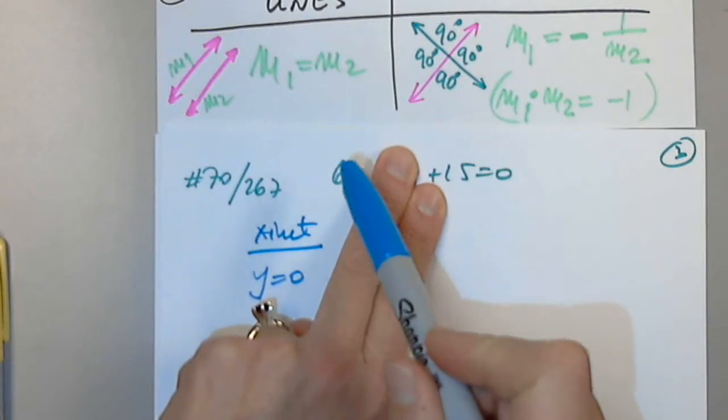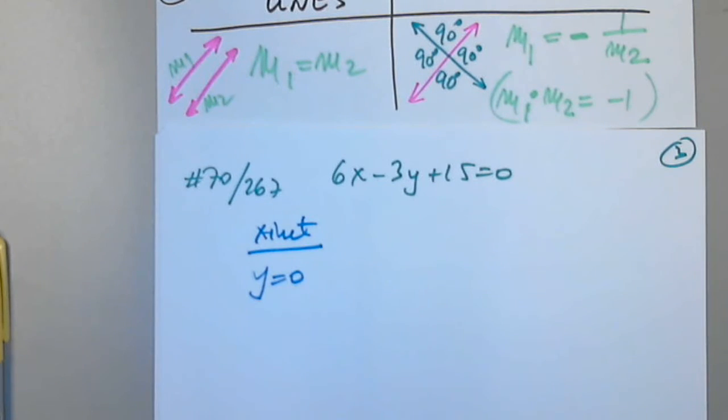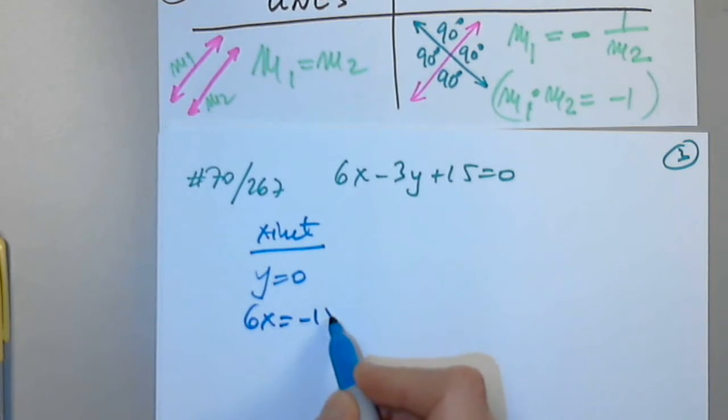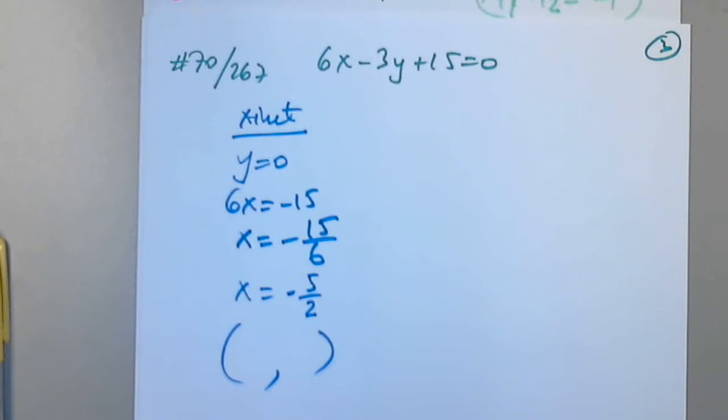So I have to solve the equation 6x equals negative 15. I divide by 6. And I have to simplify. What do I simplify top and bottom by? 3. So then x equals negative 5 divided by 2. Please give me the ordered pair that we just determined here. Negative 5 over 2, 0. Yes, very good.